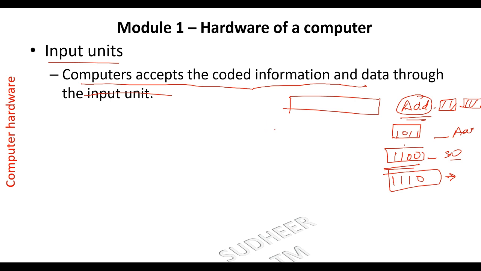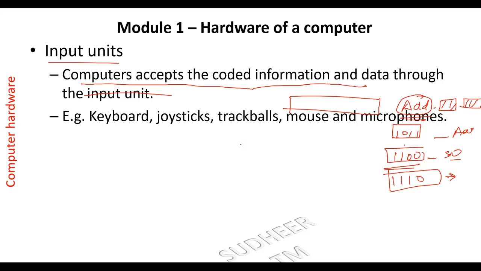Computers accept coded information and data through the input unit. Examples of input units are keyboard, joysticks, trackballs, mouse and microphones. These are the different inputs we all use with our processors and computers.